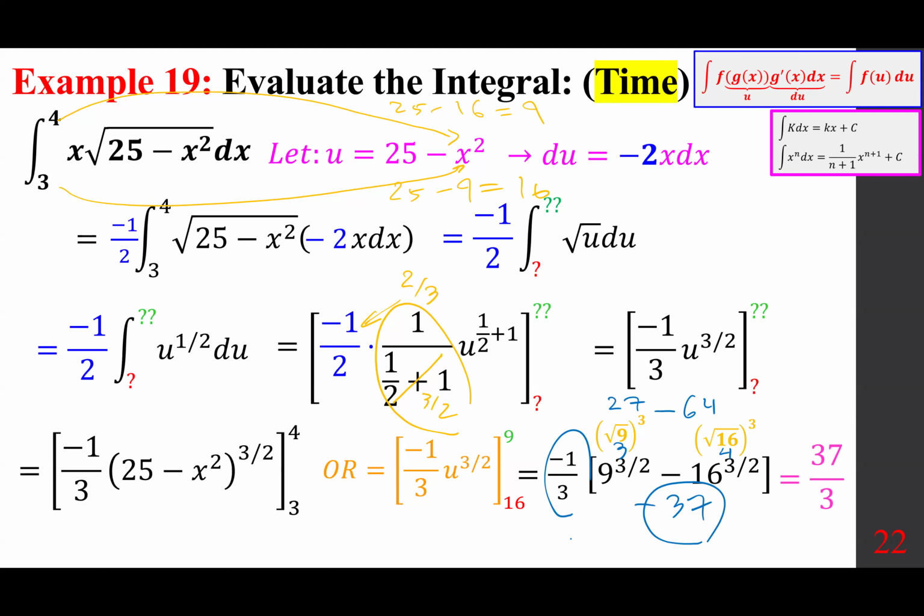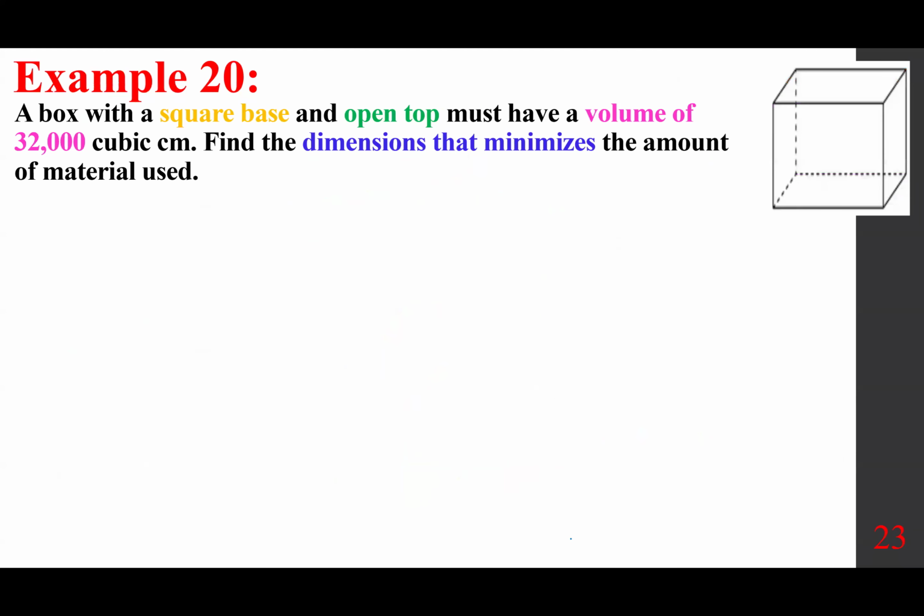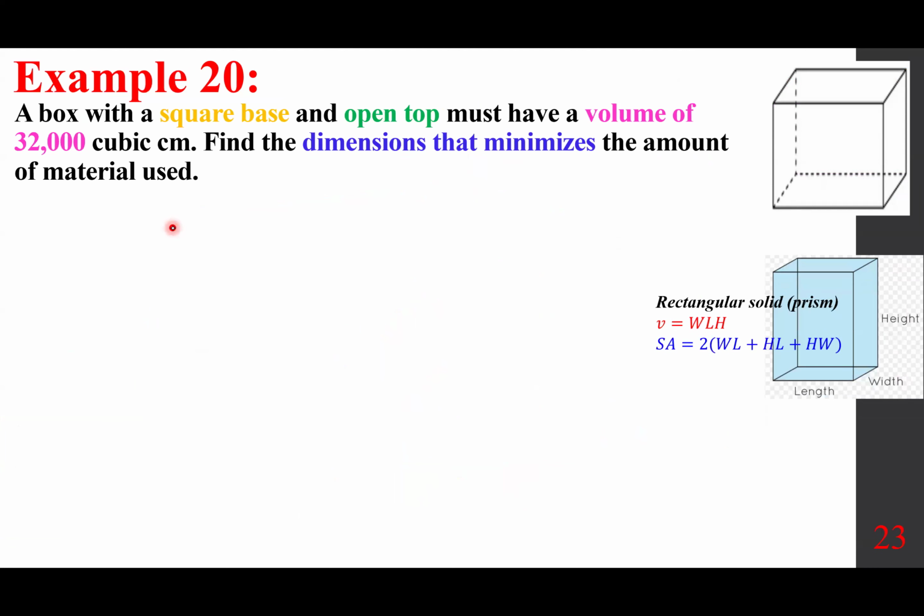And let me quickly go over this one. We have done it also. A box with a square base and open top must have a volume of 32,000 cubic centimeters. Find the dimensions that minimize the amount of material used. A rectangular solid, also known as a prism, the volume is the width times the length times the height. Gift wrapping or surface area.